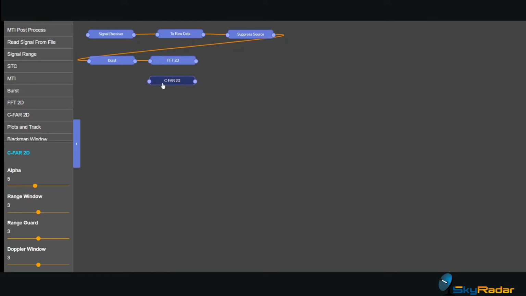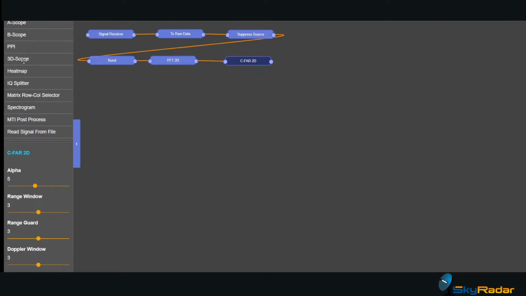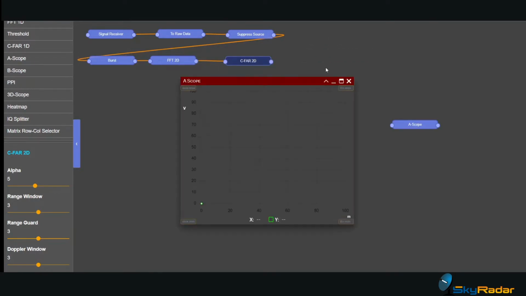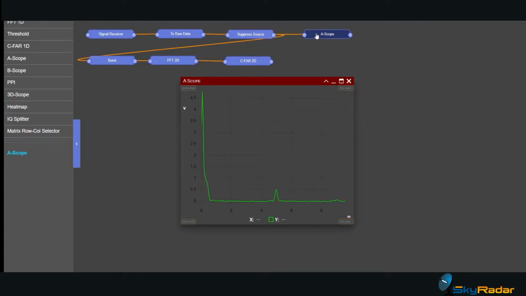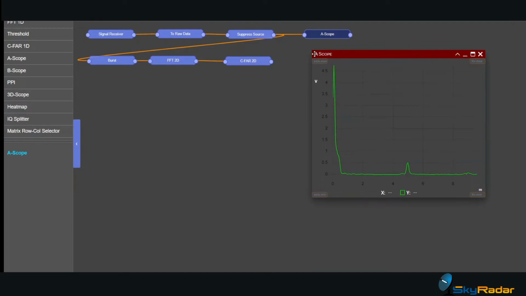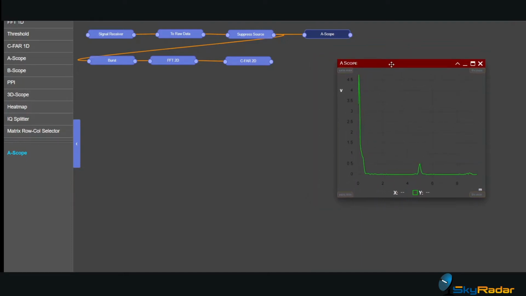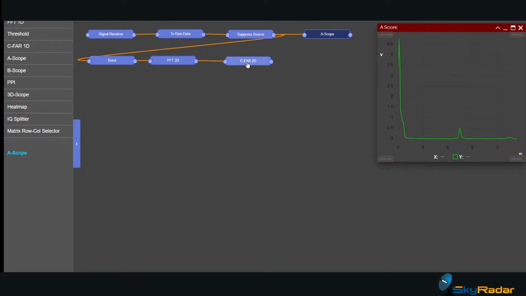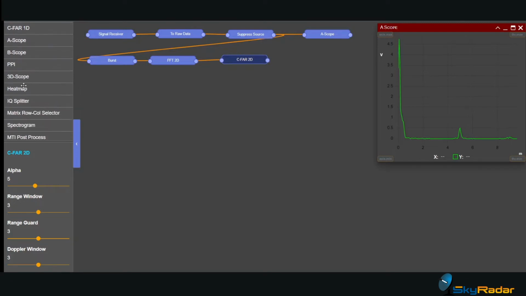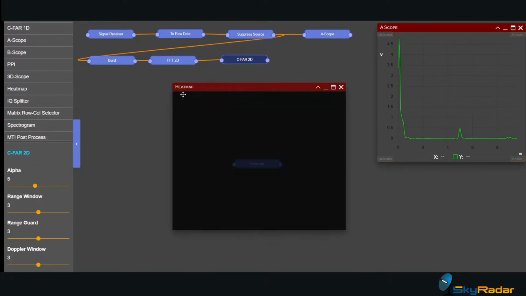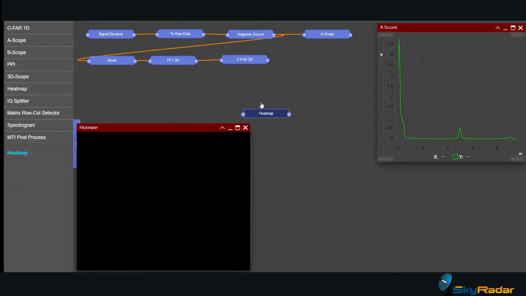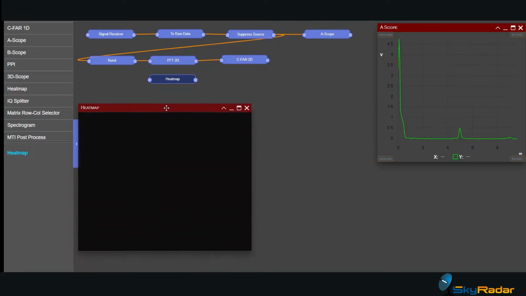After FFT2D, we are going to connect the CFAR 2D, and we are going to observe the heat maps here. One heat map will be connected at the output of the CFAR 2D, and the second heat map will be connected to the output of FFT2D, in order to see the difference in the heat maps with and without the CFAR two-dimensional function. We are connecting an A scope at the output of suppressors so that we have a better idea of how our targets look like and in which range in meters they are away from the radar.